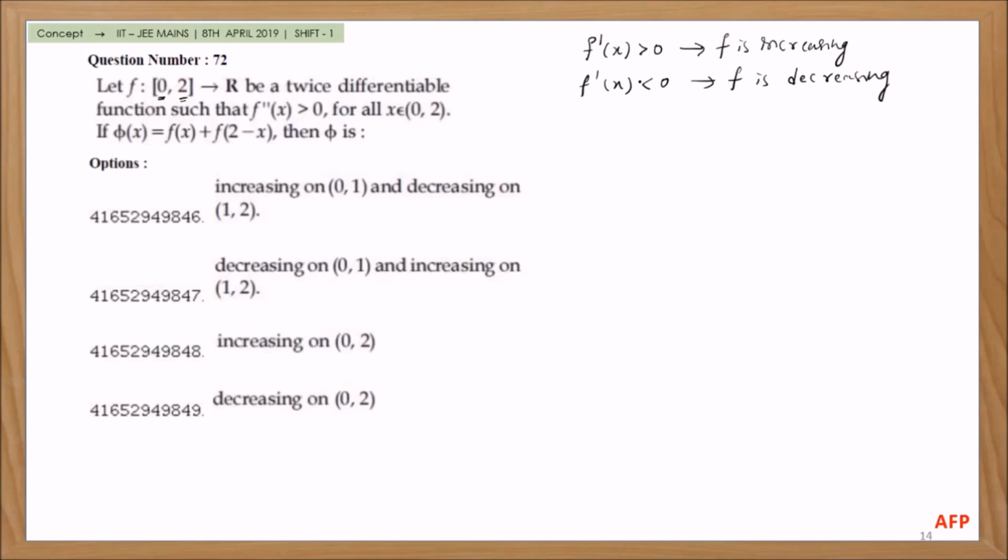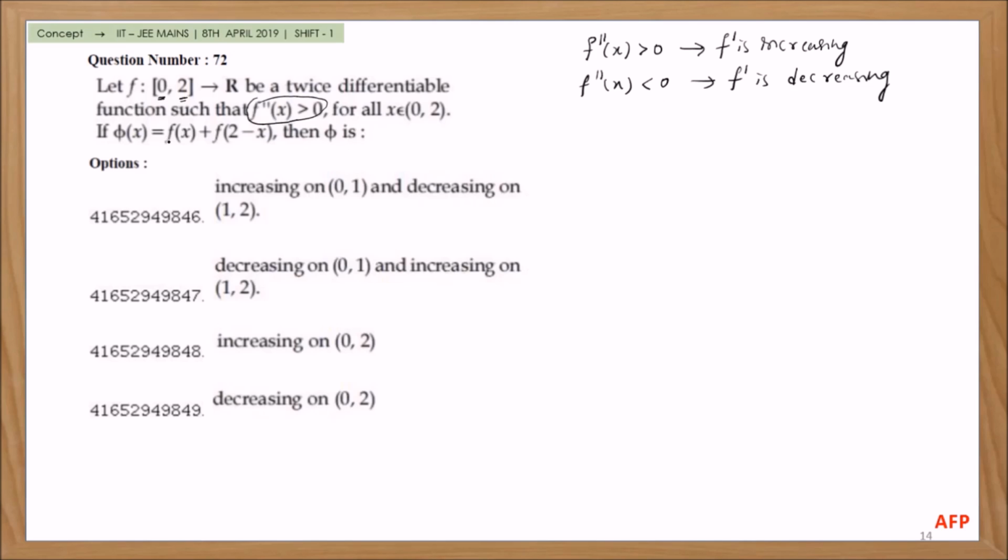Okay, so these are the two concepts. If you take a double differentiation and its derivative is increasing, and if you take a double differentiation and its derivative is decreasing, that is the simple concept we are supposed to use. So now we will take two cases.